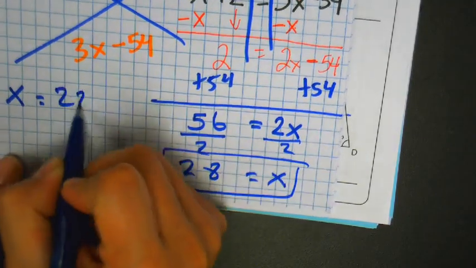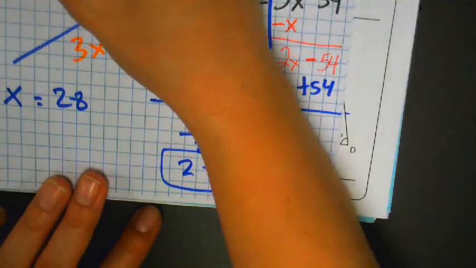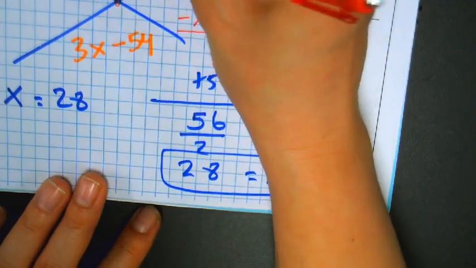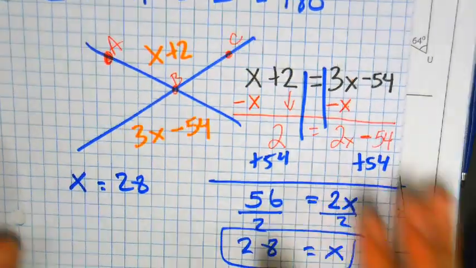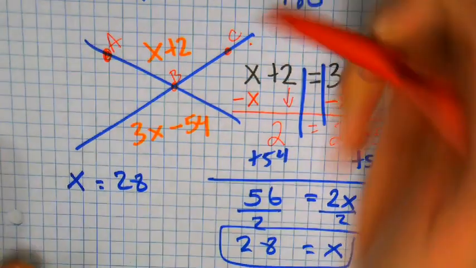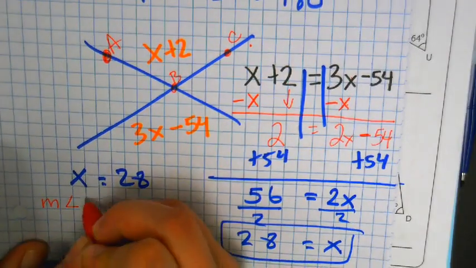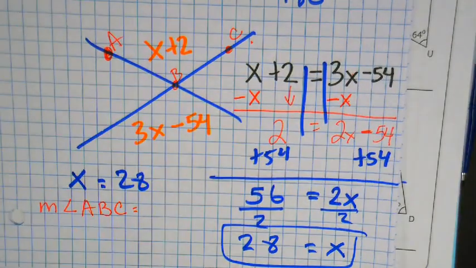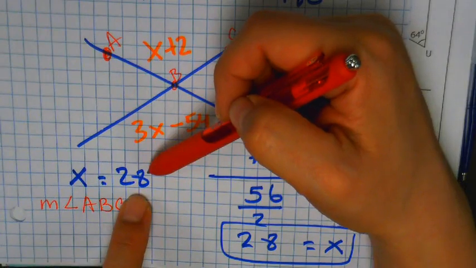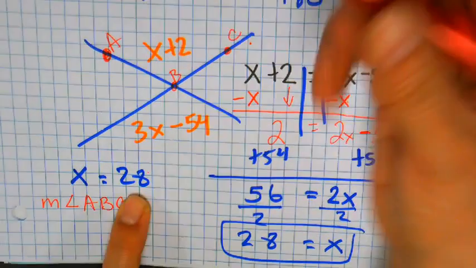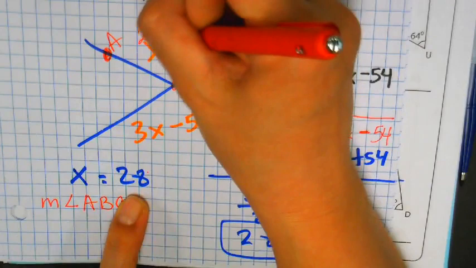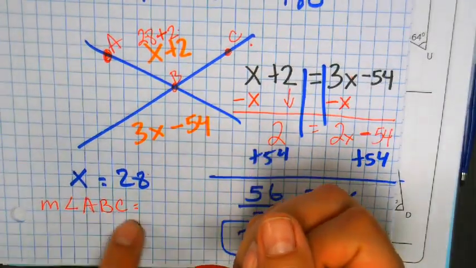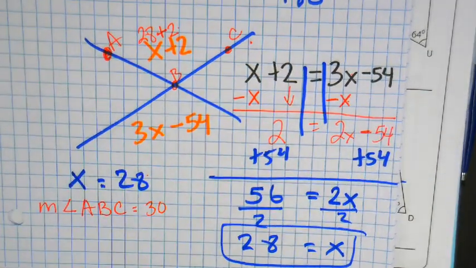Now, what if I call this A, B, C? So angle ABC. What is the measure of angle ABC? How would I do that? Well, I know x is 28, right? So I plug it back in here, 28 plus 2. What's 28 plus 2? 30. So the measure of angle ABC is 30. We're okay?